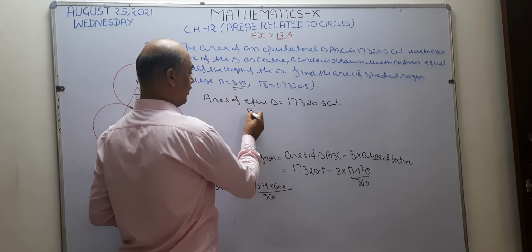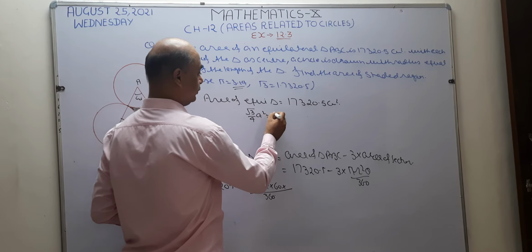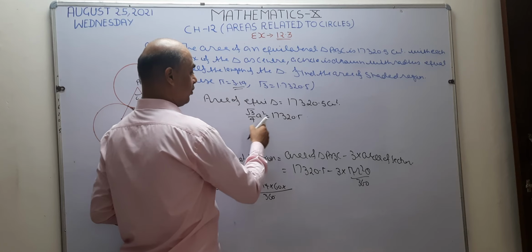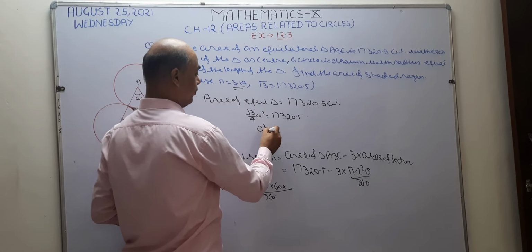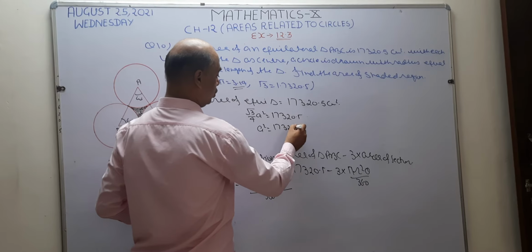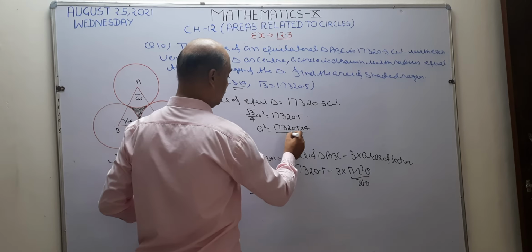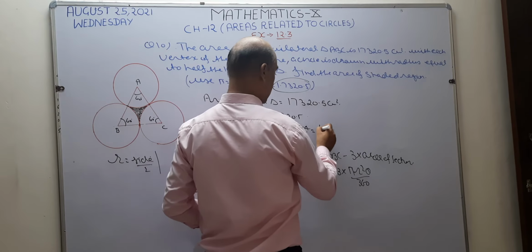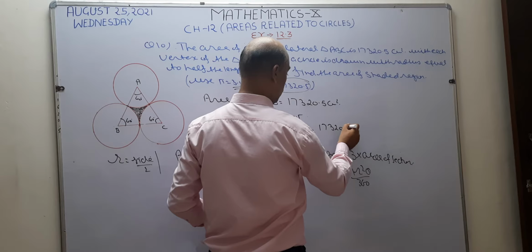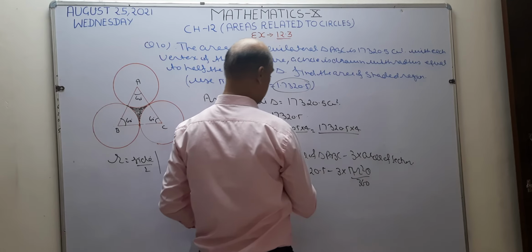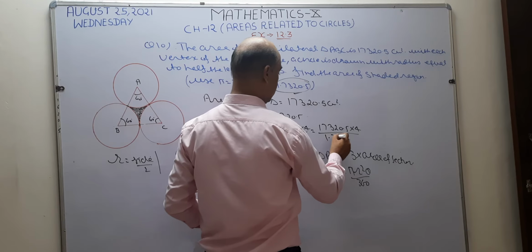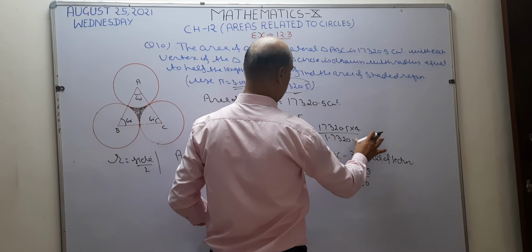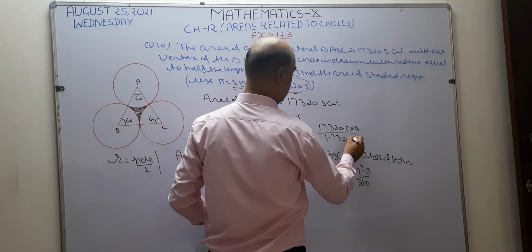Formula for the area of triangle is root 3 by 4 a square equal to 17320.5. In this I want to find the value of this a. So a square becomes 17320.5 into 4 by root 3. Now value of root 3 is given. So instead of root 3, add this value 1.7320.5. So 17320.5 into 4, instead of root 3, I want to write this value 1.7320.5.